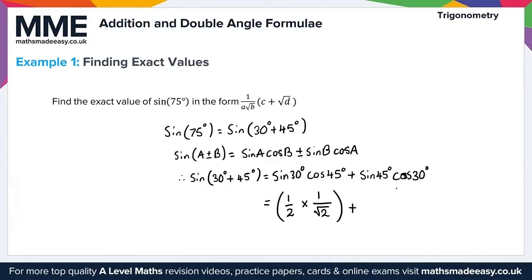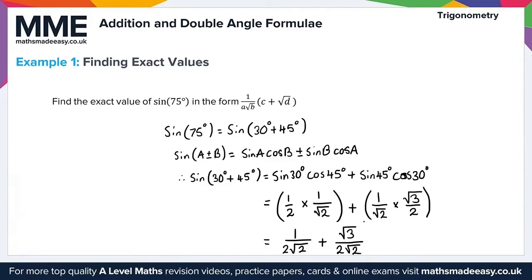Again, all we need to do now is evaluate this product. I'll write this in brackets so it's clear what we've got. Sine of 45 degrees gives us 1 over the square root of 2, and cos of 30 degrees is simply root 3 over 2. Now we simplify these products. 1 over 2 times 1 over root 2 is simply 1 over 2 root 2. And 1 over root 2 times root 3 over 2 evaluates to root 3 over 2 root 2.